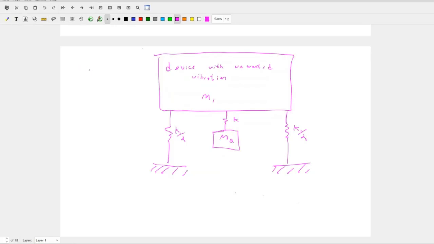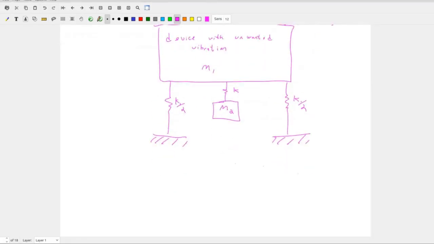So, if we have vibrations, we have to have a forced excitation, right? So let's consider that we have F naught sine of omega t. That work? Pretty simple. Okay, so how much does mass 2 need to be compared to mass 1?